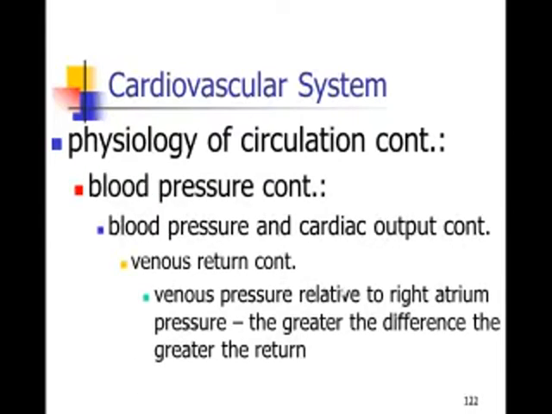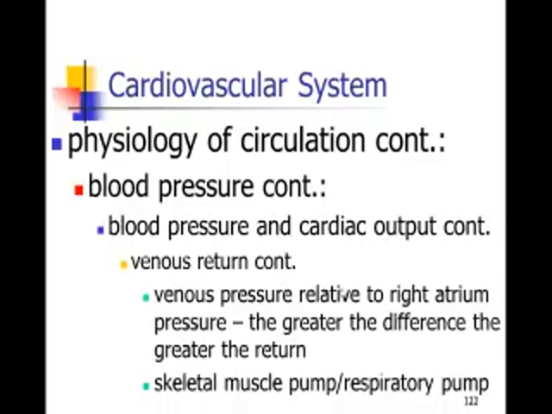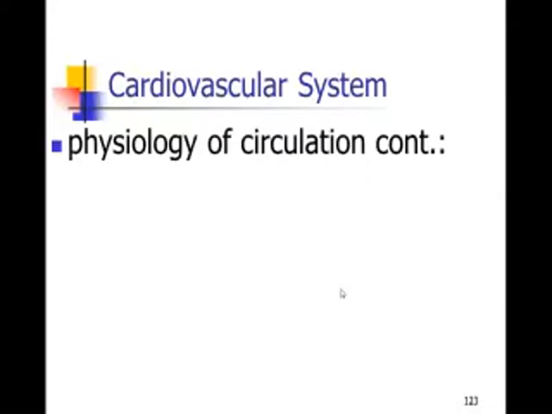So if the venous pressure relative to the right atrium is high, then there's going to be more return. If the venous pressure is low relative to the right atrial pressure, then the venous return is going to be low. And as I mentioned already, the skeletal muscle pump and the respiratory pump are going to help force blood back toward the heart.